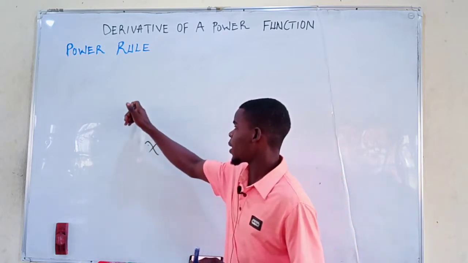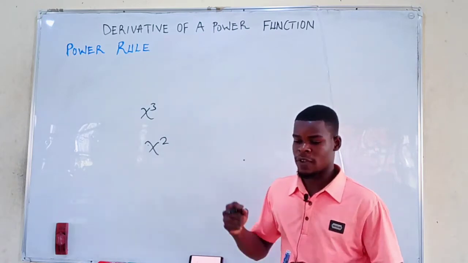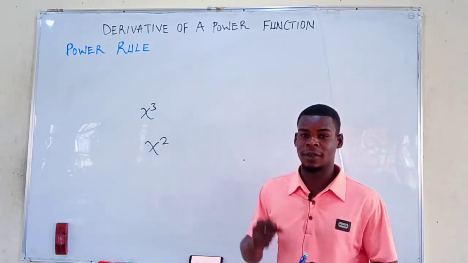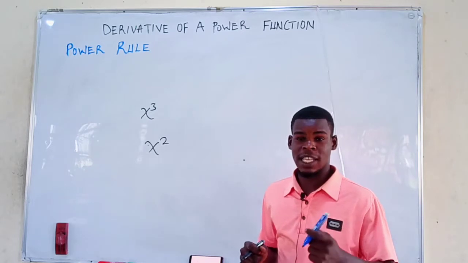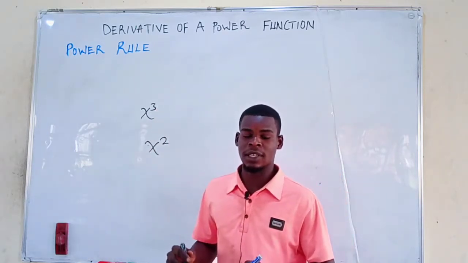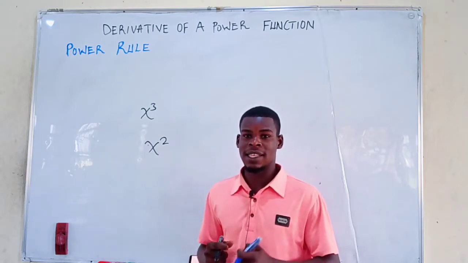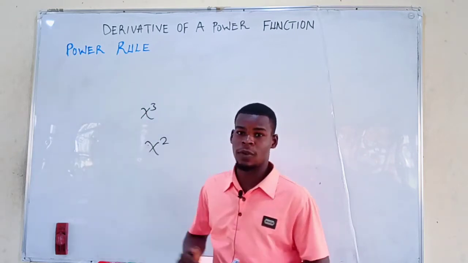For example, you can have x raised to the power 3. So that is a power function. Whatever you give to it, it just raises it to a power. If we denote the function as f of x, and we say f of x equals something, then we can apply differentiation on that function, and that leads us to the power rule of differentiation.